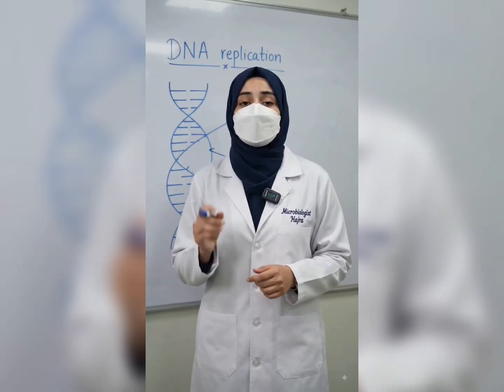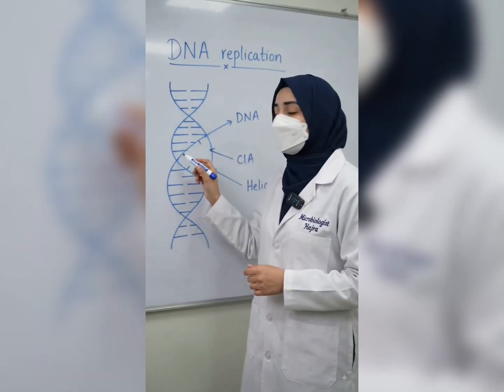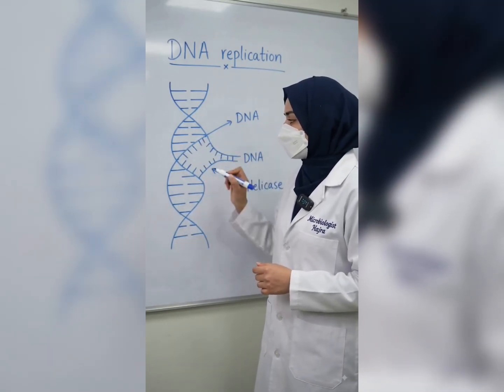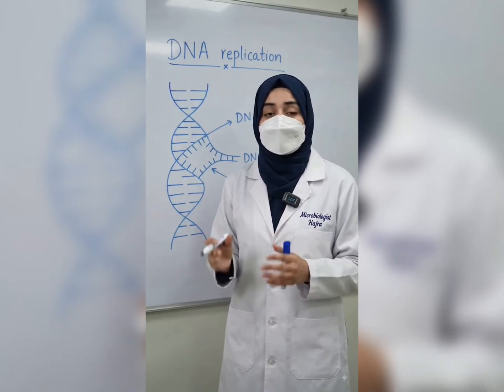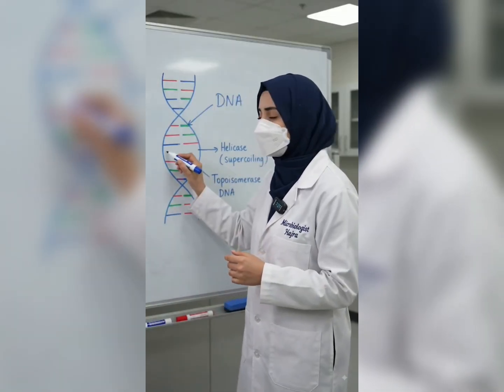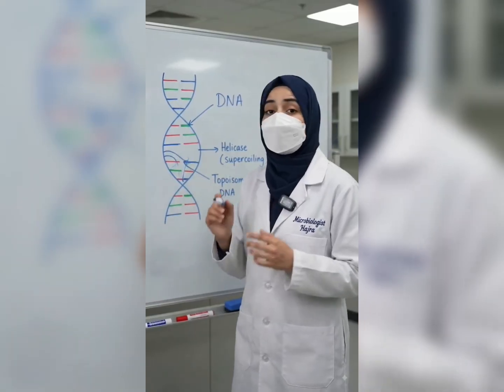DNA replication begins at a specific region. An enzyme called DNA helicase plays a major role here. Think of DNA like a zipper. This creates the replication fork. Tension builds up ahead of the replication fork. As helicase unwinds the DNA, topoisomerases help relieve that.